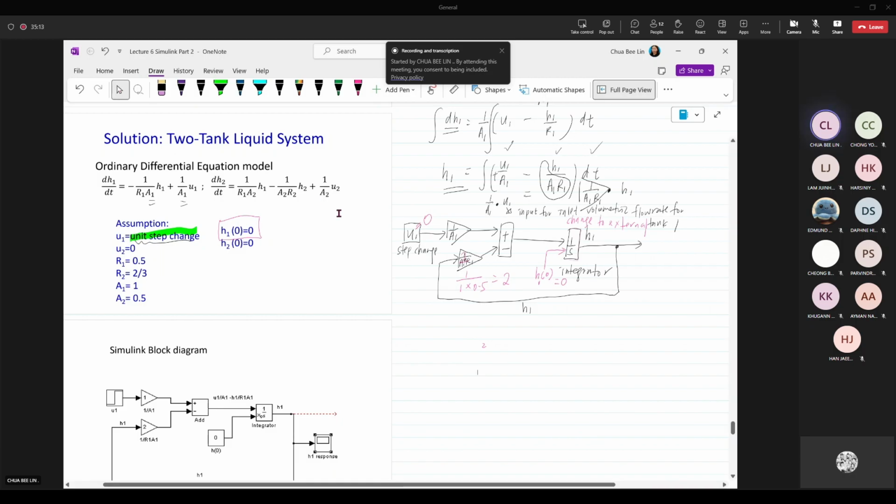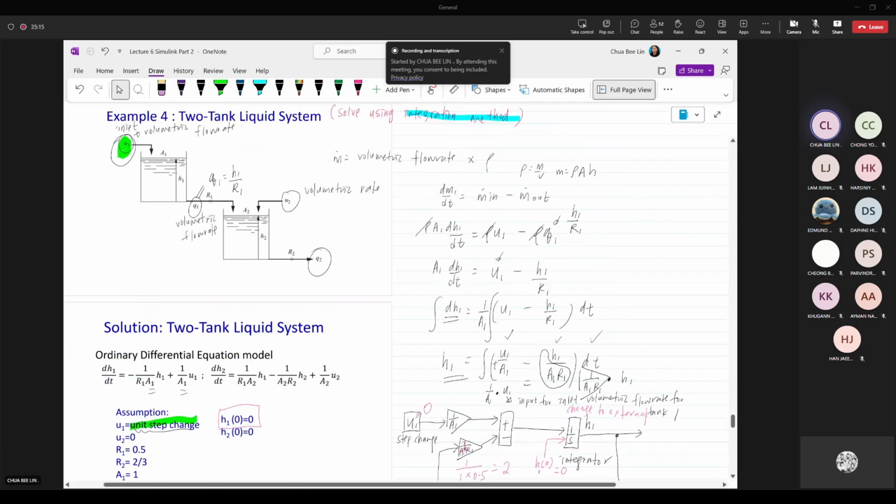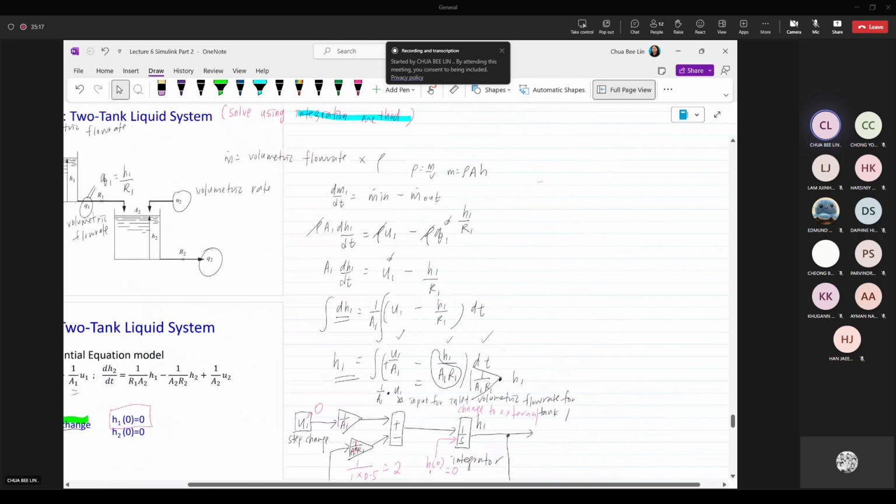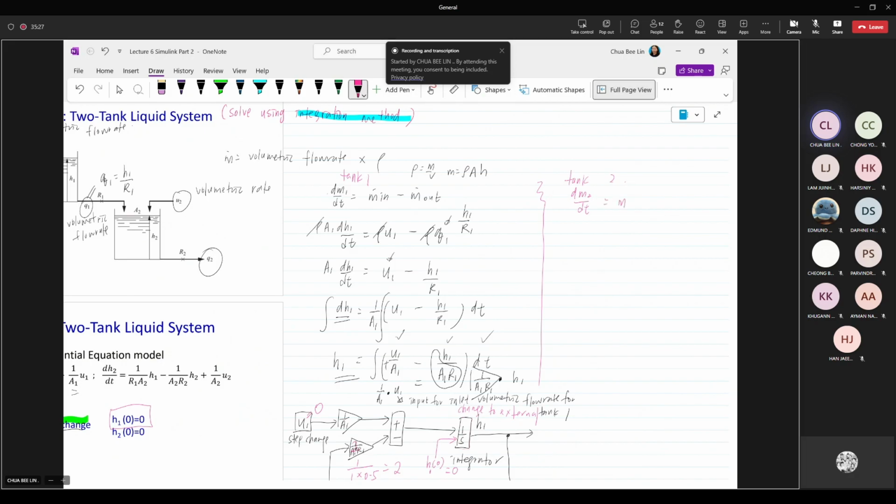Okay, you repeat everything the same for your tank 2. So I put it here. This one is tank 1, so this one is tank 2. Repeat everything the same: dm2 over dt equal to mass rate in minus mass rate out. So you'll focus on tank 2 over here.